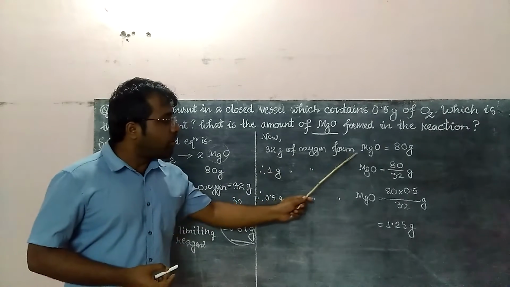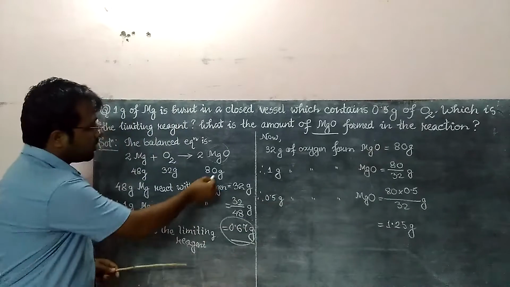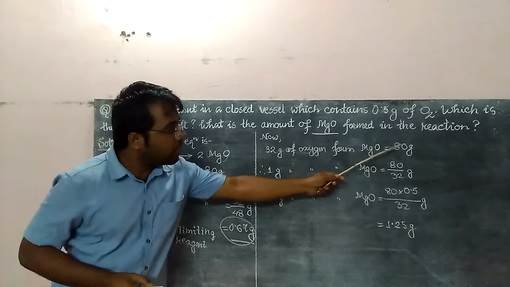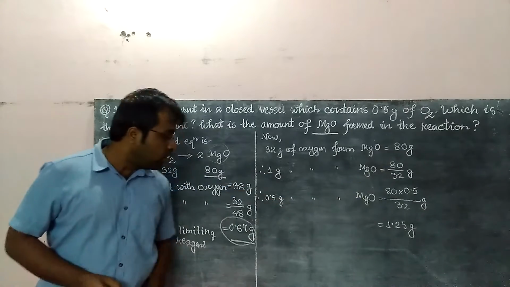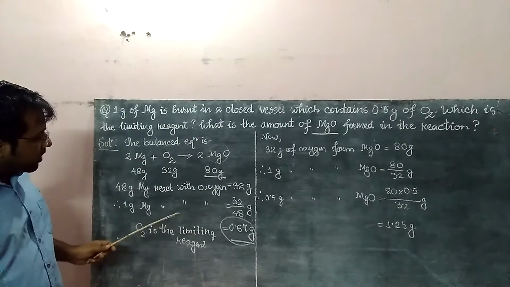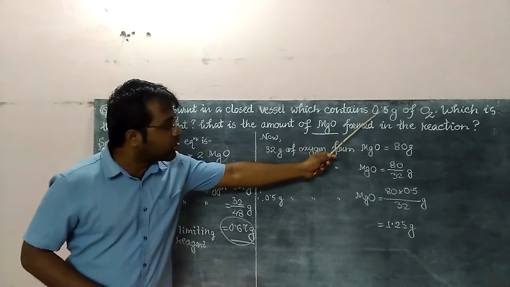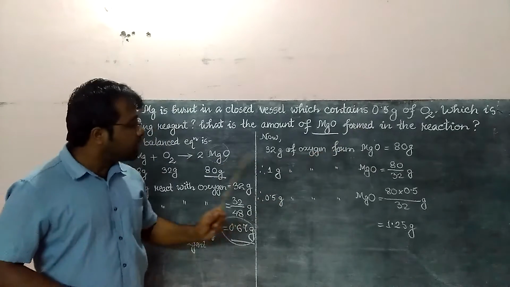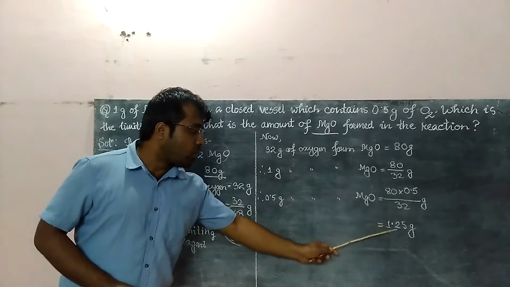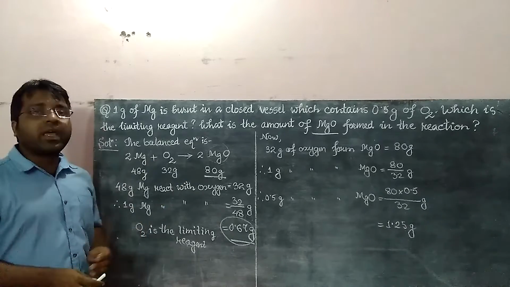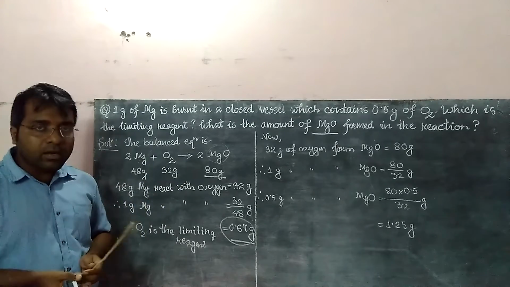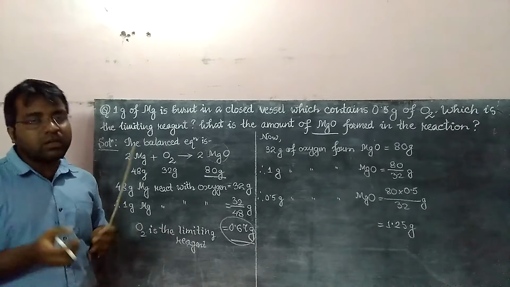32 gram of oxygen forms MgO as 80 gram. So 1 gram O2 forms MgO 80 by 32. So the mass of the limiting reagent given in the question is what? 0.5 gram. 0.5 gram oxygen will give us 1.25 gram of MgO. So this is the way we can solve a numerical based on the limiting reagent.